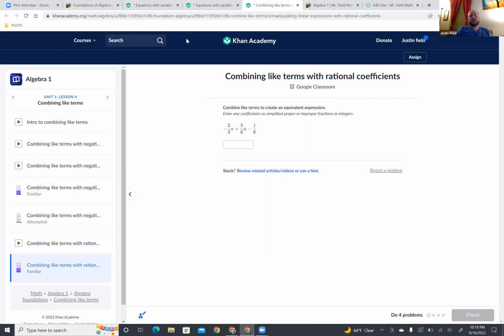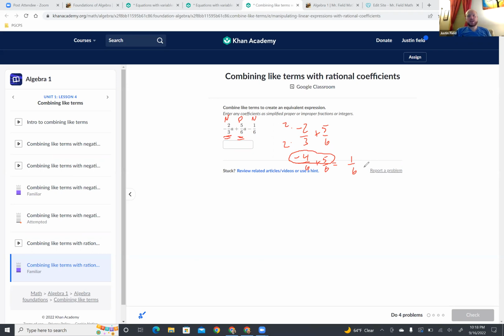So this is not any harder unless you need to review your fractions. I'm still looking at my terms, seeing which one's negative and which one's positive. I see that these are like terms. So I want to do negative 2/3 plus 5/6. But their denominators are not the same, so I must multiply this one by 2. Then it would be negative 4/6 plus 5/6, which is 1/6 if I combine the numerators.